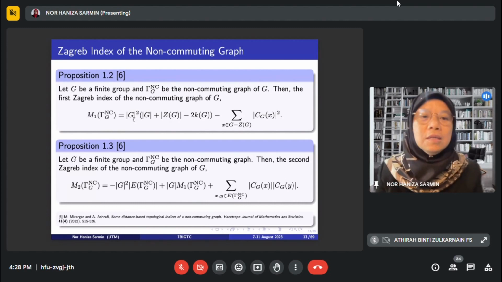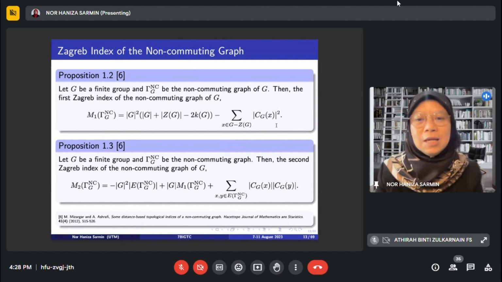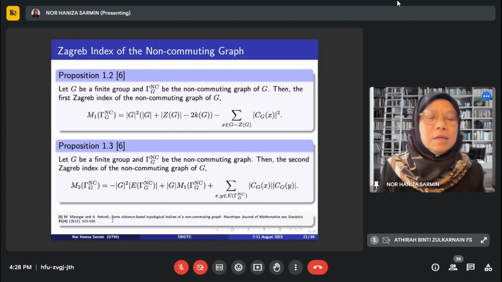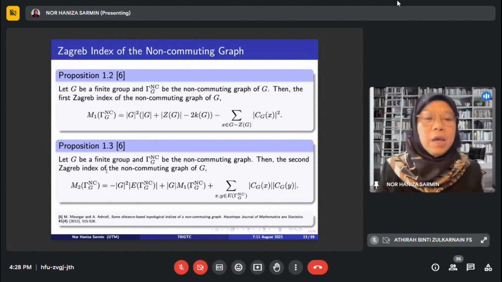So you just find the order of G, you square it, then you multiply that, and you add the order of the center, and then you subtract twice the number of conjugacy classes. And then you also have to find the order of the centralizer for each element not in the center, and you have to square that. This was found by Mirzargar and Ashrafi in 2012, and they also found the formula for the second Zagreb index of the non-commuting graph of G.